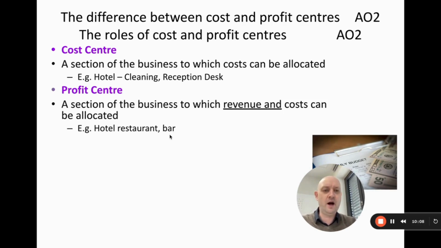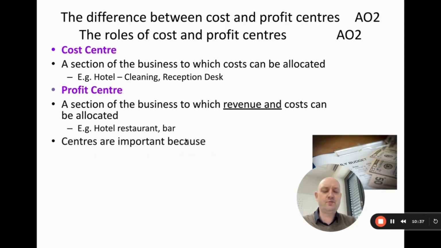It's the same with the hotel bar. The hotel bar will make revenue from selling drinks and food, but also there'll be costs involved with staff and buying supplies for the bar. This is in contrast to the cleaning department, where the cleaners, it's only a cost. There's no revenue raised from actually having cleaners at the hotel, but clearly cleaners are needed in order to make the hotel rooms good. But the hotel actually makes money from the rooms, not from the cleaners itself.